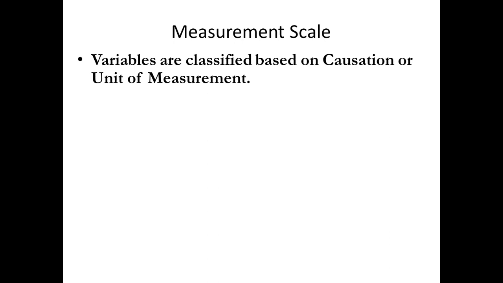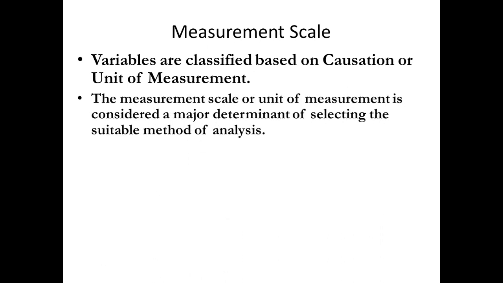And when we talk about variables, don't forget that a variable is one way to capture a concept, because a concept means different things to different people, right? So variables are classified under two broad categories: by causation and by unit of measurement, right? The focus of this video is on the unit of measurement, which is one important aspect of determining your method of analysis for your research. So I'll talk on unit of measurement for this video, right? Now, the measurement scale or unit of measurement is considered a major determinant of selecting the suitable method of analysis, and that is so important.